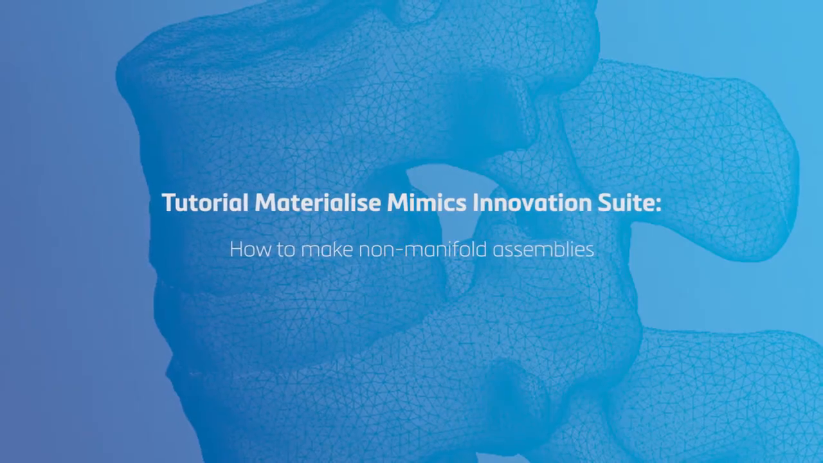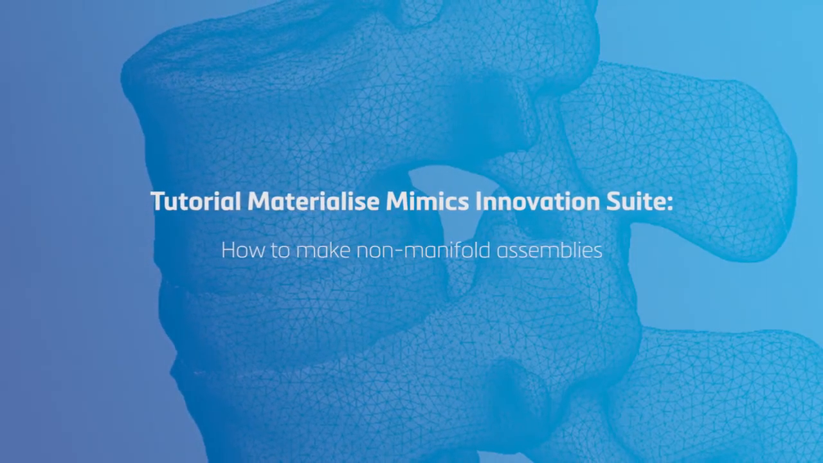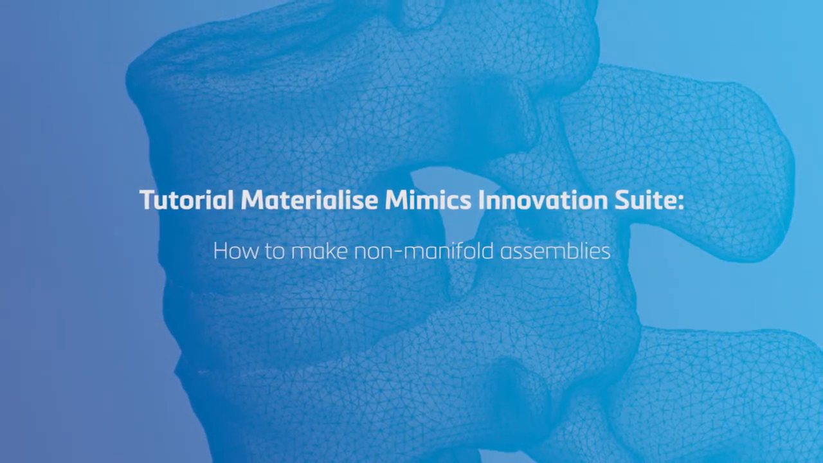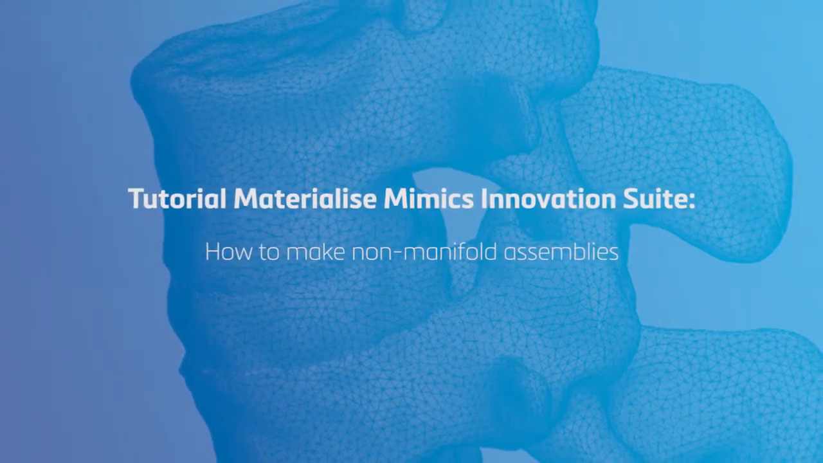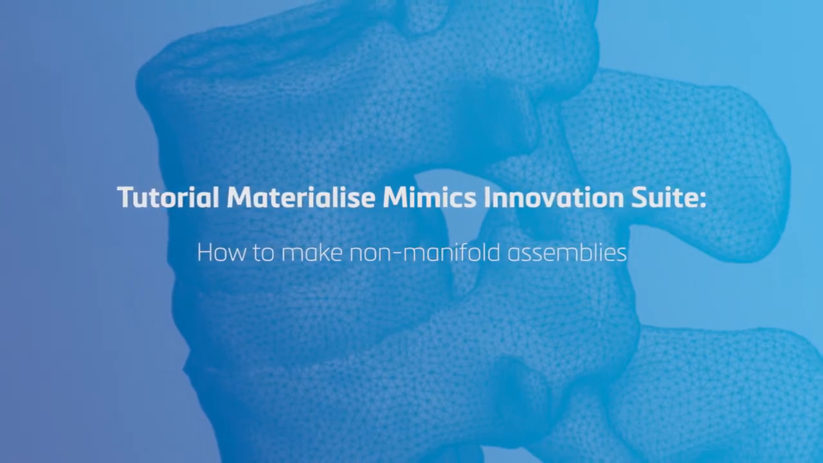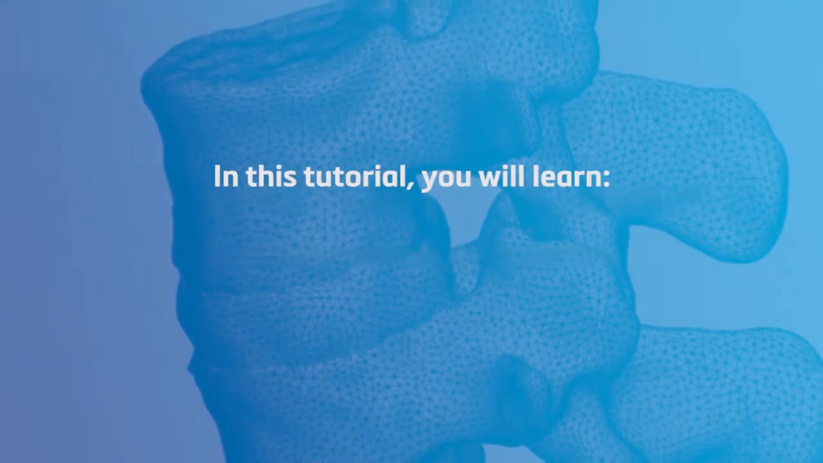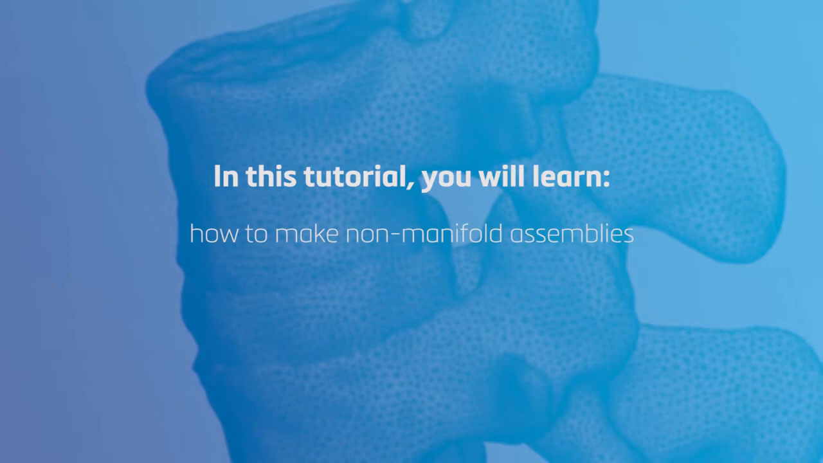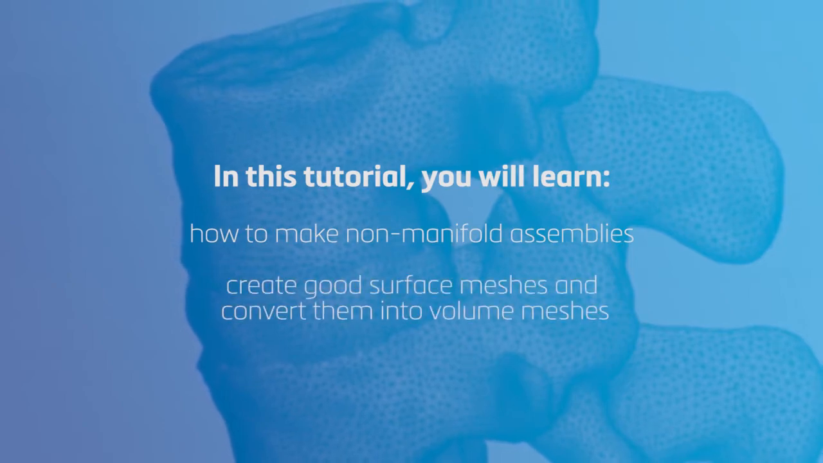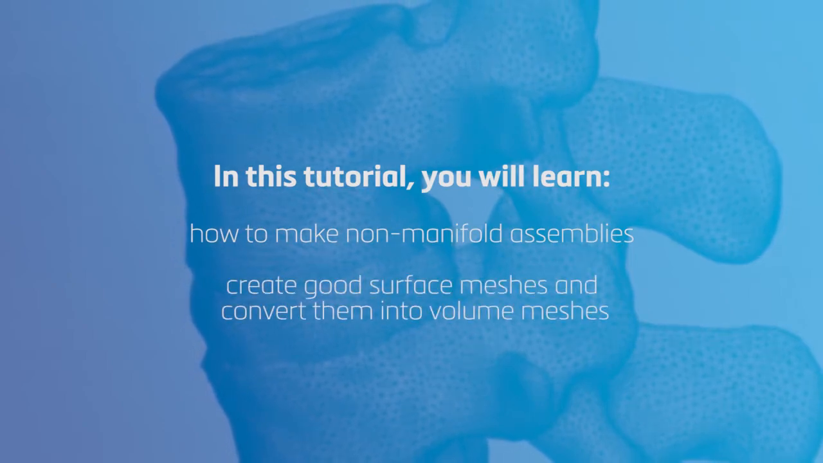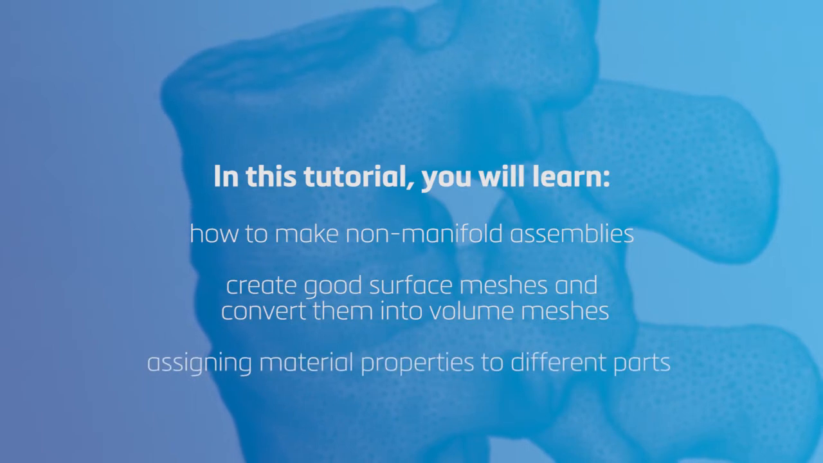For finite element simulations, you often need non-manifold assemblies between two or multiple parts. In those cases, it's important that the interfacing parts have shared nodes in order to create realistic loading conditions. In this exercise, we will explain how to make non-manifold assemblies, create good surface meshes, and convert them into volume meshes, as well as assigning material properties to different parts with the Materialise Mimics Innovation Suite.